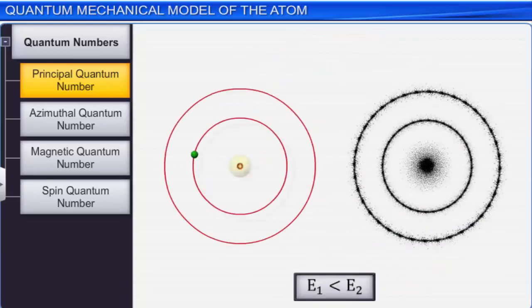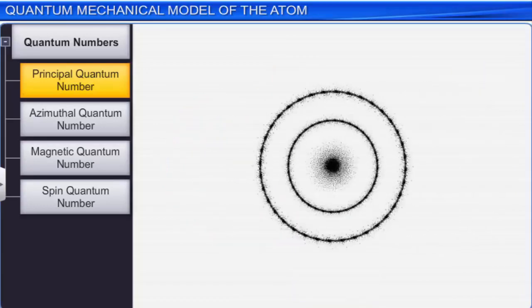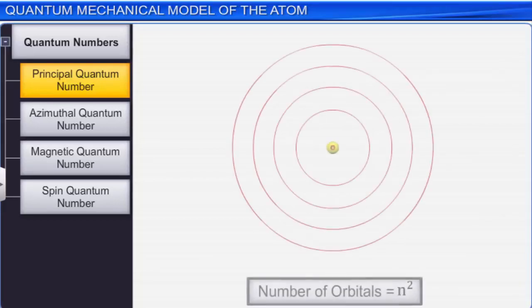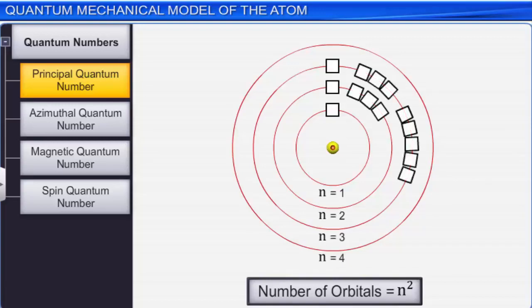Hence, the energy of an orbital increases with the increase in n. Note that, for hydrogen and hydrogen-like species, energy as well as the size of an orbital depends only on n. In addition, with the increase in the value of n, the number of allowed orbitals increases and are given by n square.